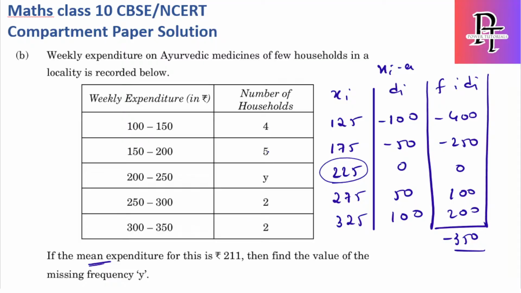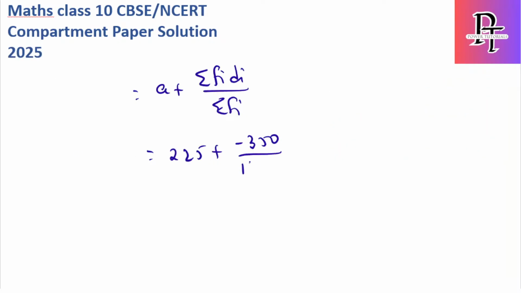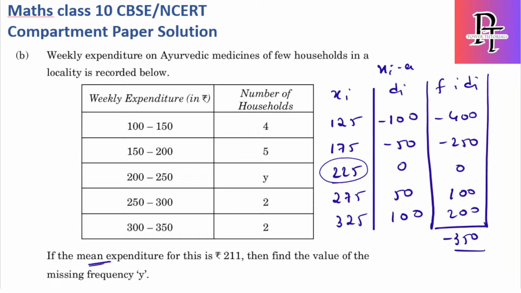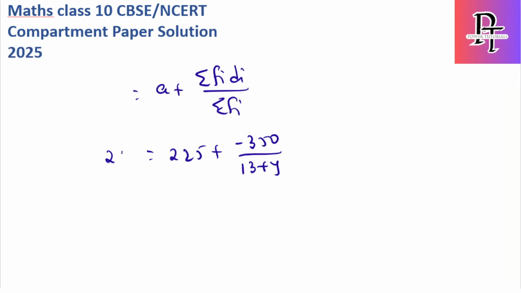Just add all these. 4 plus 5 is 9. 9 plus y. Okay, 9 plus 4 is 13. 13 plus y is sigma fi. 13 plus 5. Okay, and what is the mean value they have provided? Mean value is 211. So if I move 225 to the other side, I will get 211 minus 225 is equal to minus 350 by 13 plus 5.